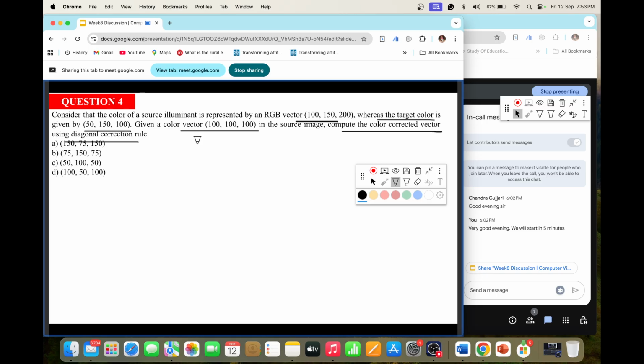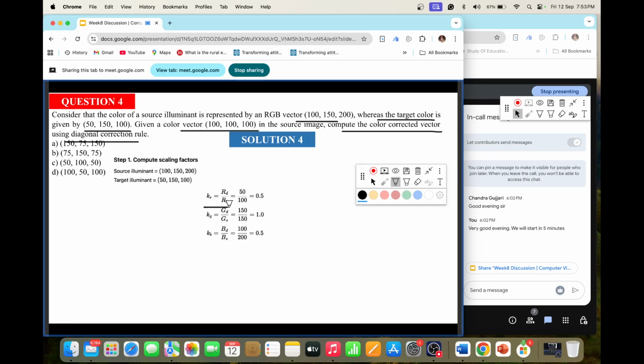So what we have to do is compute this color corrected vector, that is R dash, G dash and B dash from this RGB. R dash, G dash and B dash can be calculated as R into KR into F, similarly G dash is G into KG into F, and B dash is B into KB into F. By that we can calculate R dash, G dash and B dash. So first for that we have to calculate what is KR, KG, KB and what is F. So that is our target.